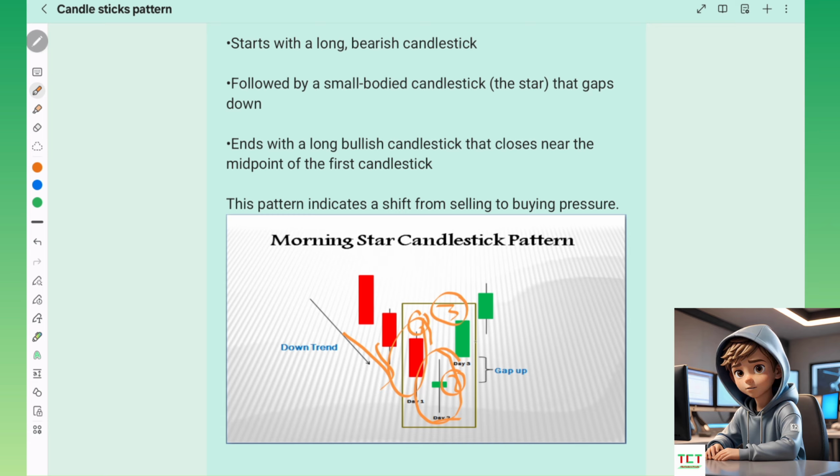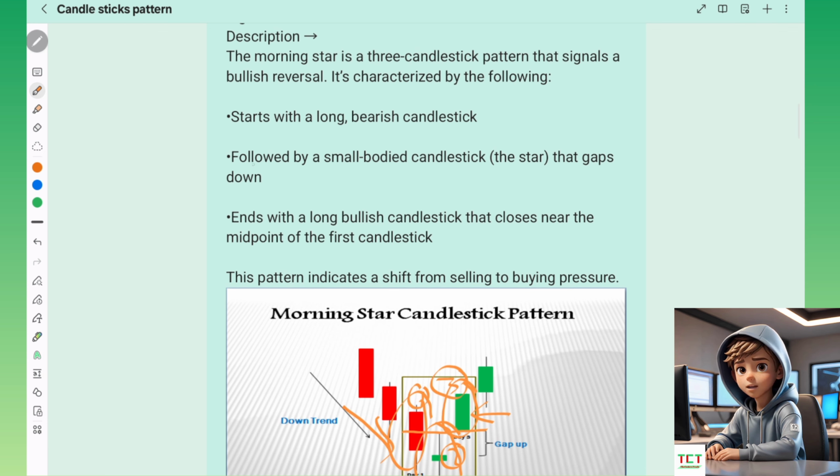And then comes the third candle, a long bullish green candlestick that closes near or above the midpoint of the first red candlestick. The morning star pattern is characterized by a long bearish candlestick first, followed by a small body candlestick that gaps down, and ending with a long bullish candlestick that closes near the midpoint of the first candlestick.